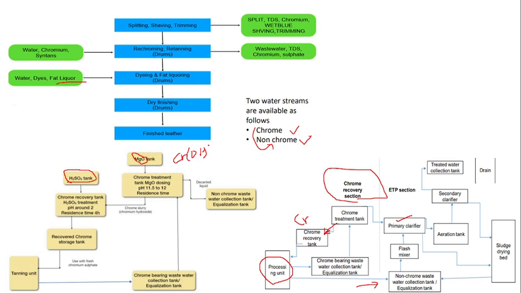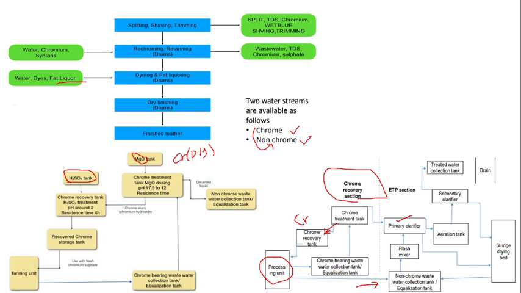So it is going to form the chromium hydroxide. This chromium hydroxide-containing slurry is subjected to the chrome recovery tank. Once treatment is done, it comes to the recovery tank where it is treated with H2SO4.